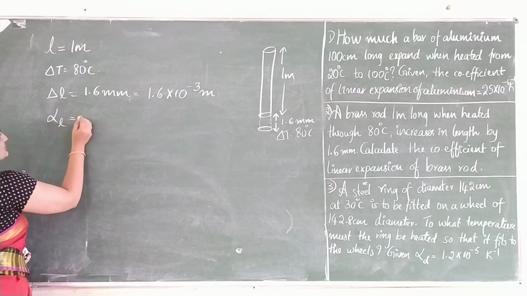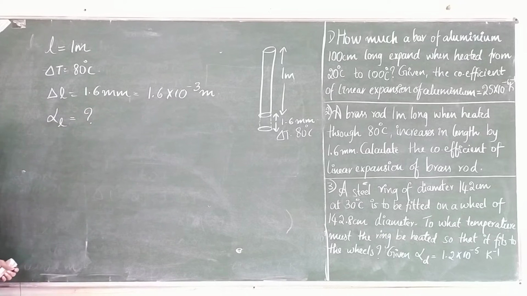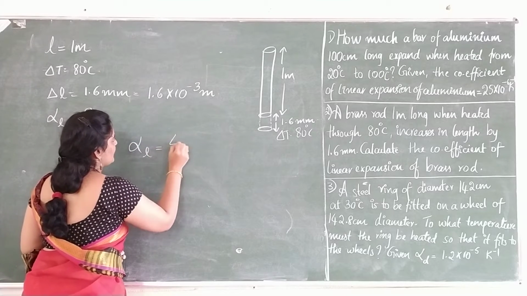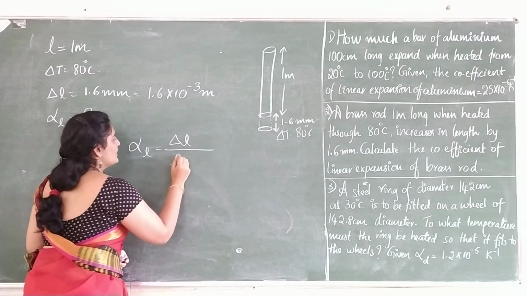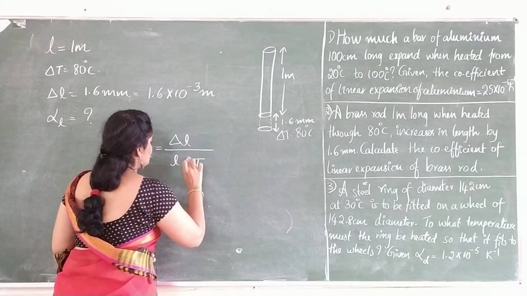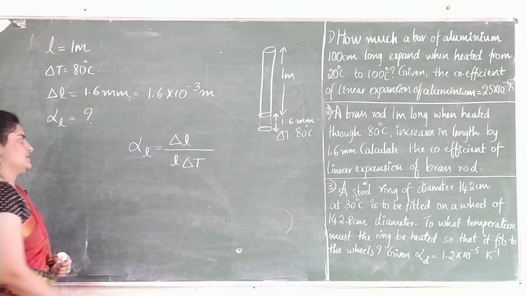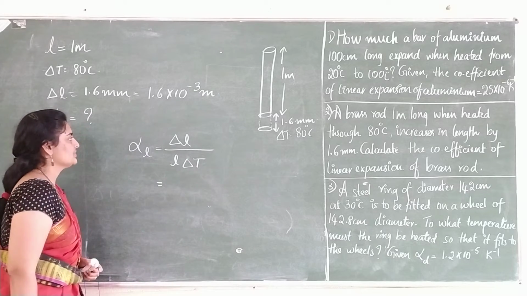Coefficient of linear expansion you have to calculate. We have listed out every value given in the problem. Let us write the formula. Formula is alpha L is equal to delta L divided by L delta T. Substitute the values.